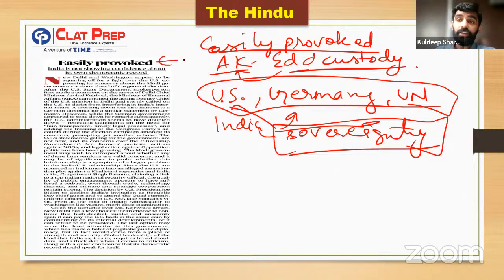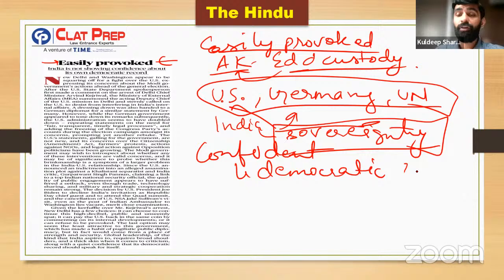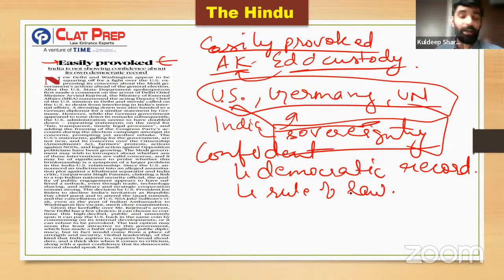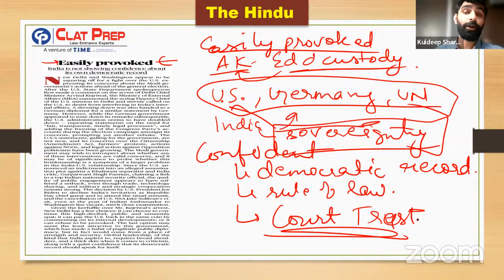However, if you read this editorial, you will see that it is titled "Easily Provoked". The editorial board is arguing that by replying to the statements made by the US and Germany, we are becoming easily provoked. India should be confident of its own democratic record. No matter what other countries say, we are confident that we are a democratic country following the rule of law, that irrespective of the status of a person, everyone is equal in front of the law, and we have trust in our courts. We trust our judicial system, that the criminal justice system is going to do justice to the person who is in front of the court. So these are some of the suggestions provided by the editorial board to the government.